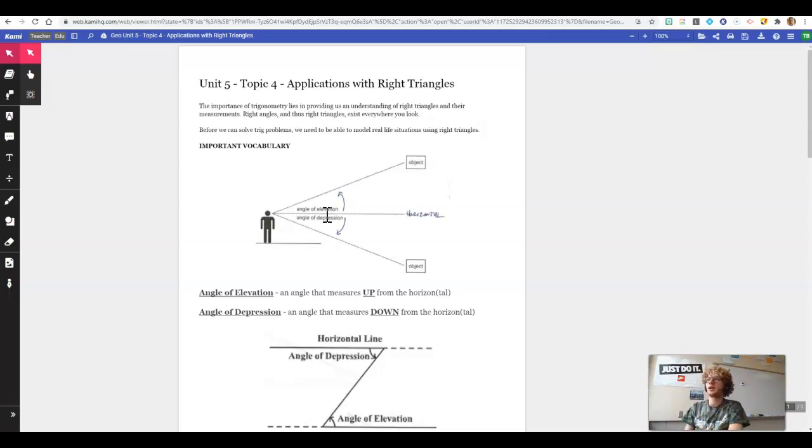So, before we get started, I just want to go over some important vocabulary. We've got two things, angle of elevation and angle of depression. The angle of elevation is an angle that measures up from the horizontal. So if you have a horizontal line, the angle of elevation would be up from that horizontal line, the angle from the horizontal up to the object. The angle of depression starts at the horizontal and goes down. So imagine if you're looking down at an object, that'd be the angle of depression. If you're looking up at an object, that'd be the angle of elevation.